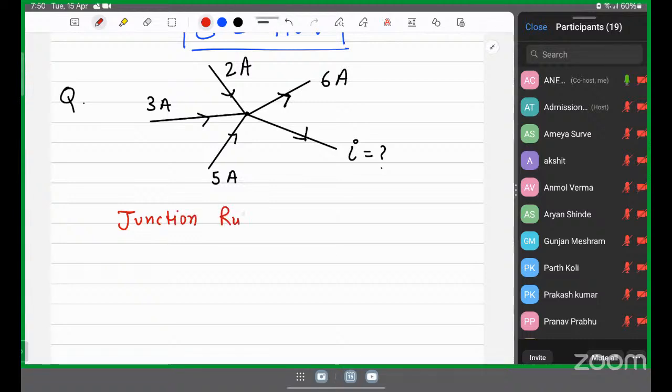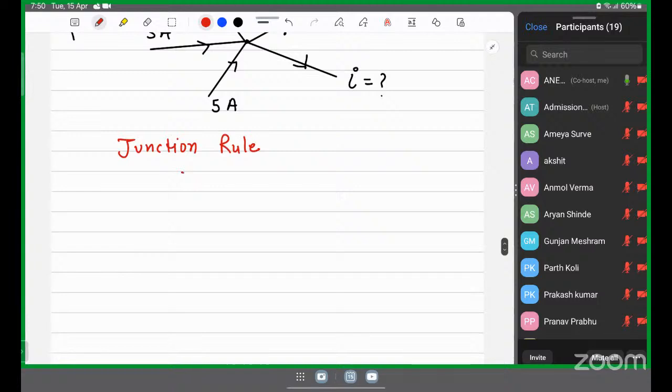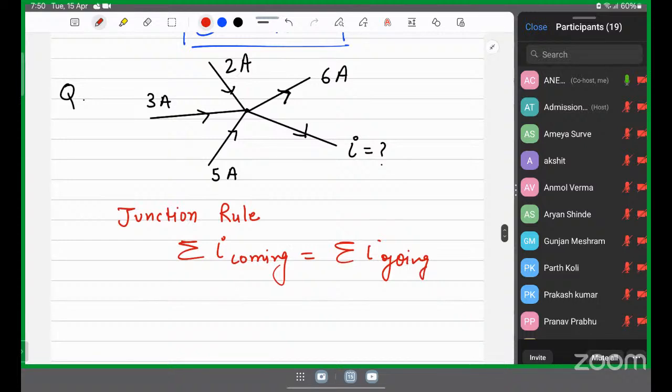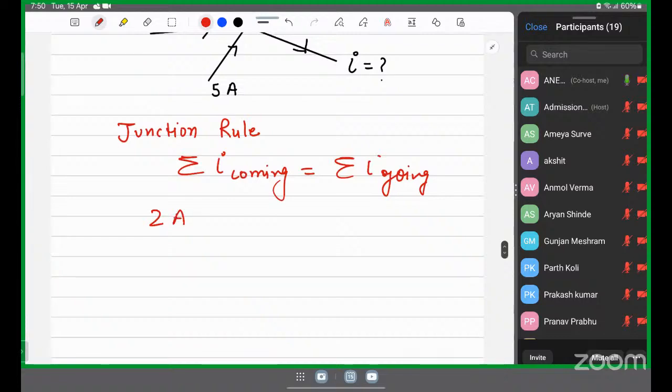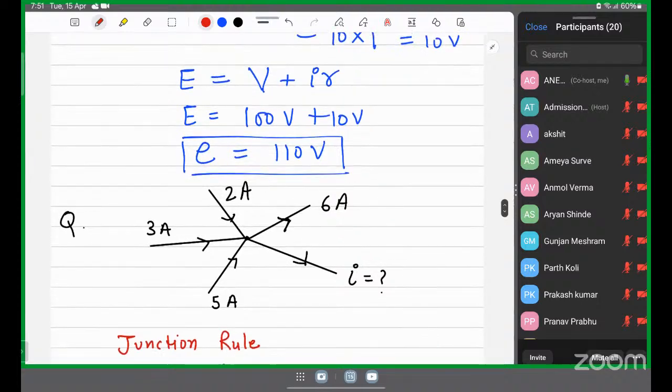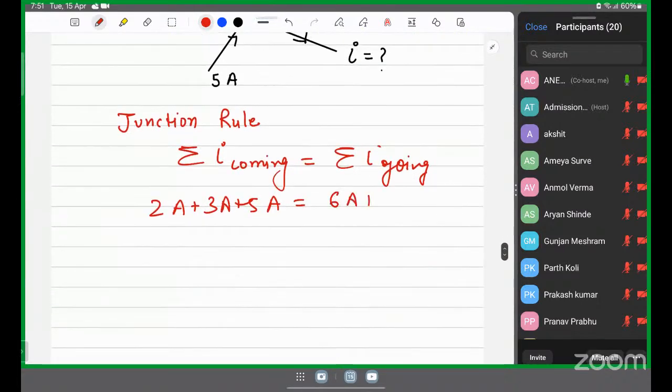Yes. Junction rule, and junction rule states that incoming current is same as going current or outgoing. So total amount of current which is coming towards the junction point is 2 ampere plus 3 ampere plus 5 ampere is equals to current which is going away, 6 ampere plus current I. So this will be how much? 10 is equals to 6 plus I. So current I will be 10 minus 6, that is 4 ampere.